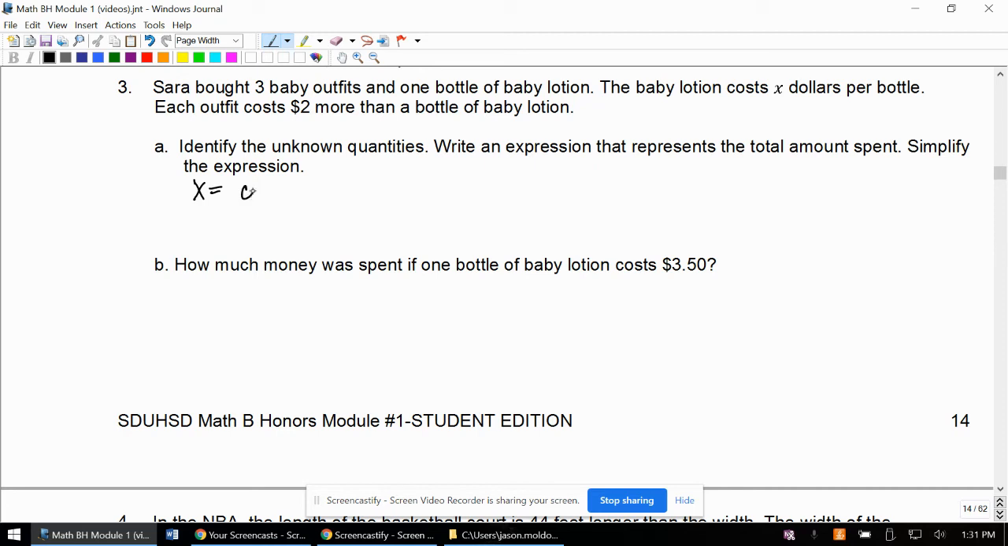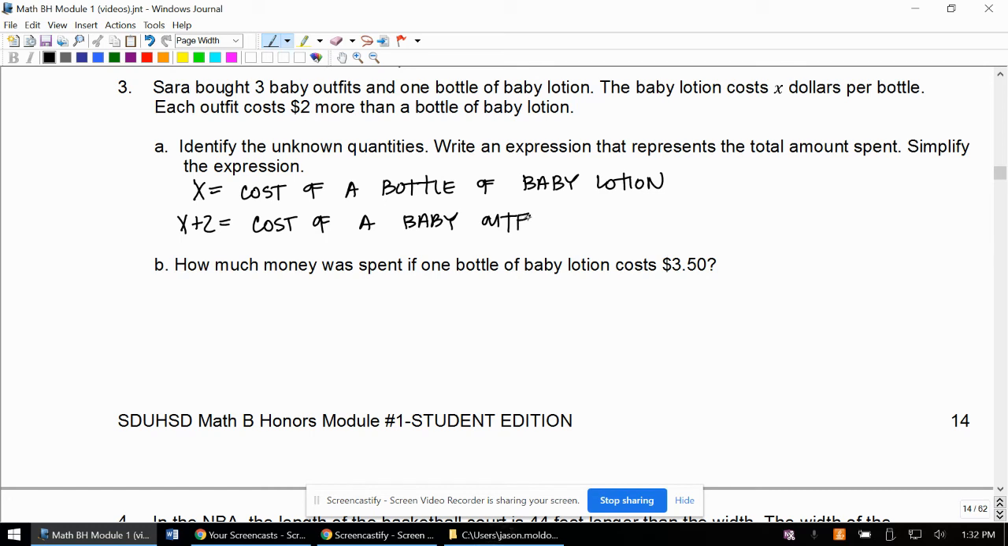So X is the cost of a bottle of baby lotion. And Sarah bought 3 baby outfits and 1 bottle of baby lotion. The baby lotion costs X dollars per bottle, and each outfit costs 2 more. So that would mean then X plus 2 is the cost of a baby outfit. So we actually have 2 let statements. All right, we're ready to go.